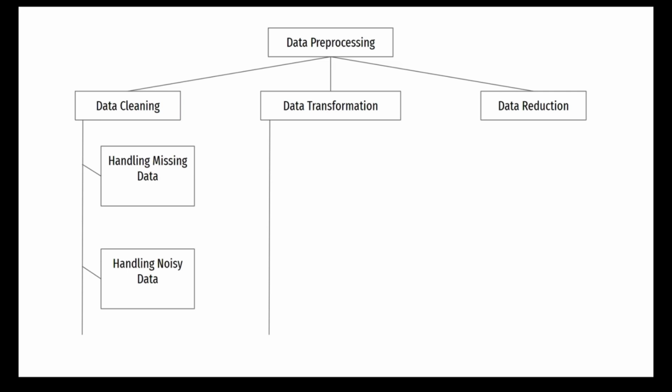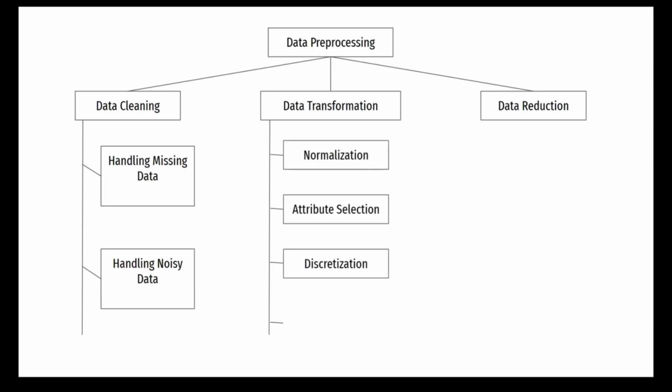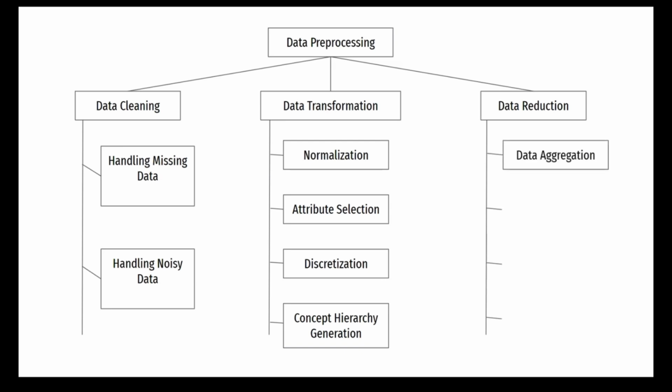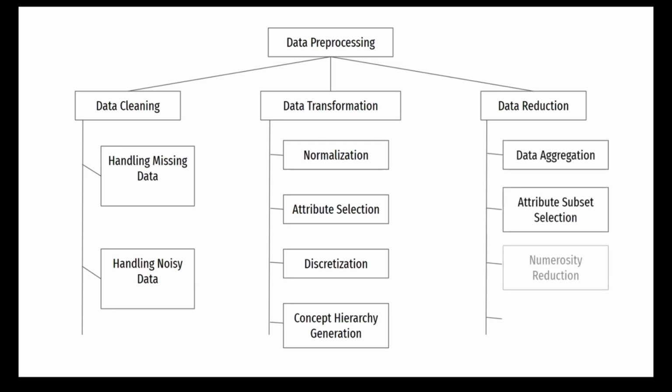In data transformation, basically we are transforming our data from one form to another, and the parts include normalization, attribute selection, discretization, and concept hierarchy generation. In data reduction, we are basically trying to reduce the size of the data, and the parts include data aggregation, attribute subset selection, numerosity reduction, and dimensionality reduction.